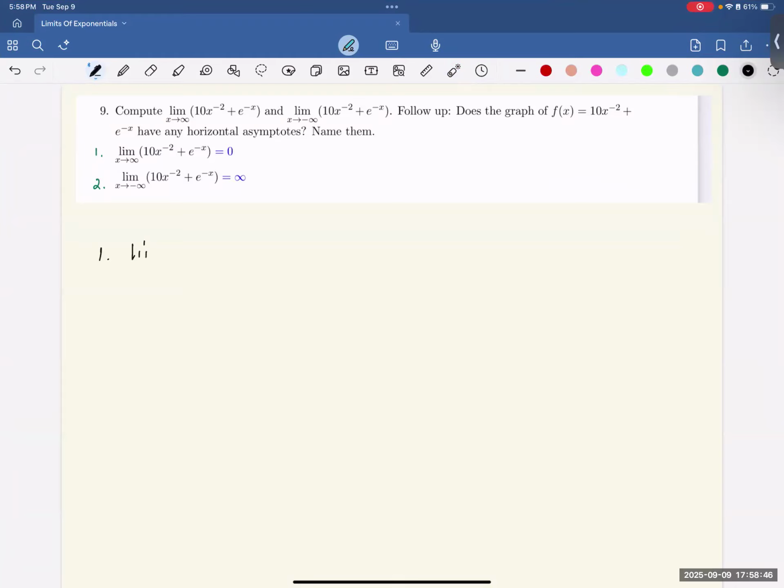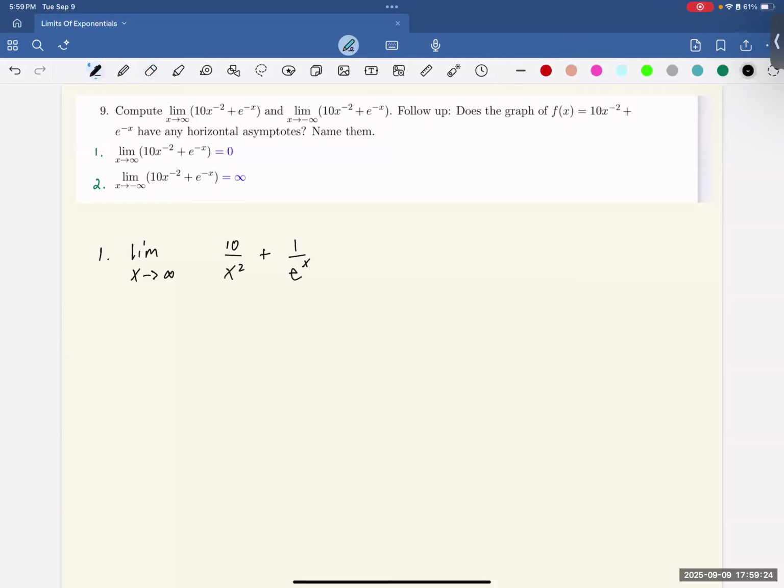Number one, let's take the limit as x goes to infinity, and I'm going to write the 10x to the negative 2 as 10 over x squared, and then e to the negative x as 1 over e to the x. And then what we do not want to do, it would be incorrect to say this is 10 over infinity squared plus 1 over e to the infinity. You do not want to evaluate at infinity because infinity is not a value. So let's take that back.